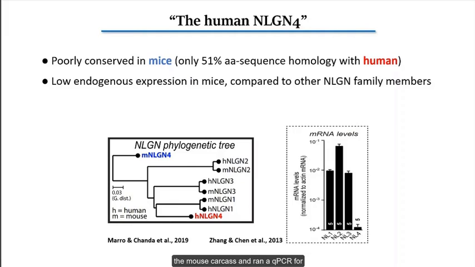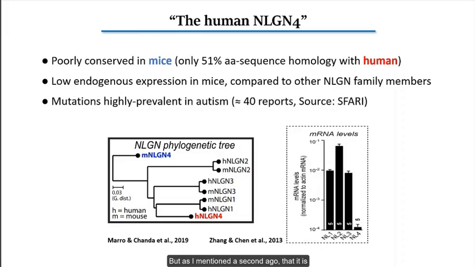Others have gone into the cortex and run a qPCR for expression of neuroligin 1, 2, 3, and 4. What they found is that, compared to neuroligin 1, 2, and 3, neuroligin 4 in mouse, this is mRNA data from mouse cortex, is really low. So the expression level is not only poorly conserved, but also very low in mouse. But as I mentioned, there is a massive number of mutations. One of the mutations we are studying right now in the lab. But there are many mutations in this gene that are directly associated with autism patients.